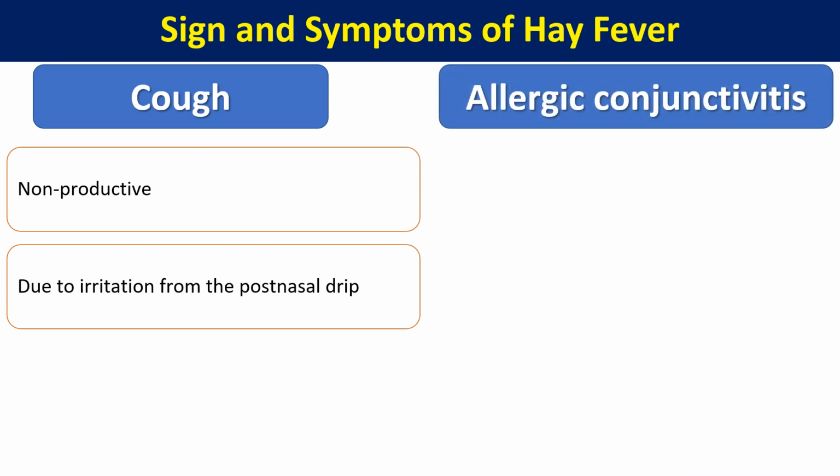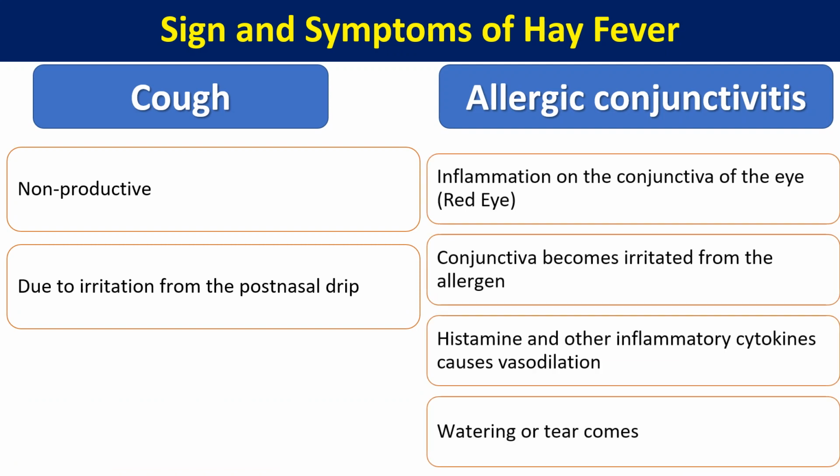Then allergic conjunctivitis can also be there, where we have inflammation in the conjunctiva of the eyes, and because of that, red eye also will be there. The conjunctiva becomes irritated due to allergen. Here also the main reason is histamines and other inflammatory cytokines like IL-4 and IL-13, which cause vasodilation, and because of vasodilation there will be inflammation, and ultimately it leads to watering, or tears can come from the eyes.